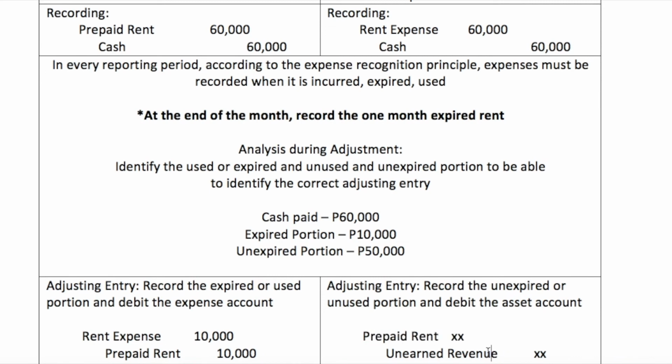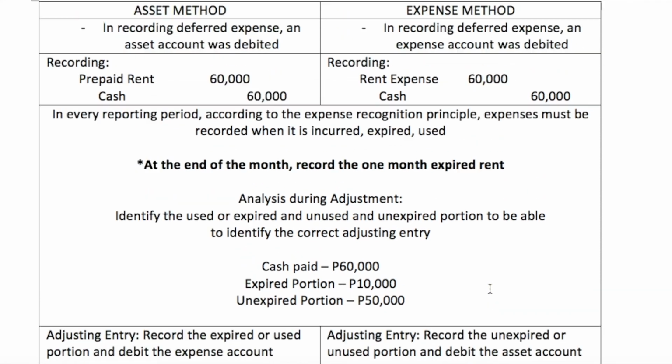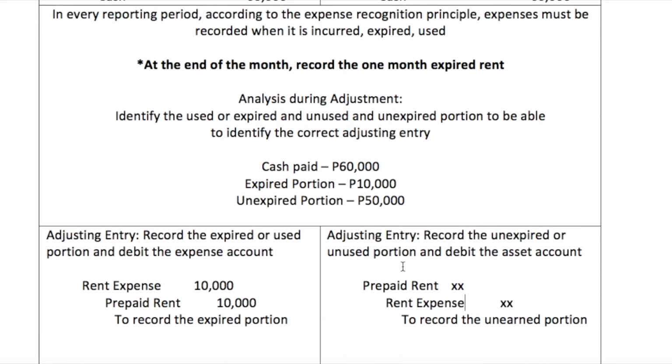and the partner is rent expense. Again, if that is the expense method, what we will record is the unexpired portion, meaning this one. So for the unexpired portion, we debit the asset, so debit prepaid rent by 50,000. Rent expense is credited by the same amount, because debit and credit must be equal in every journal transaction, right?